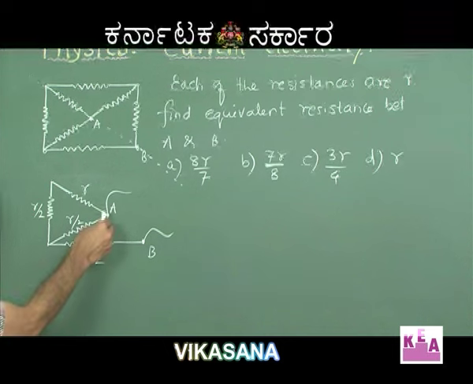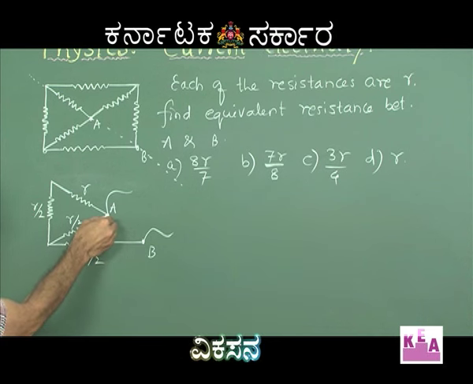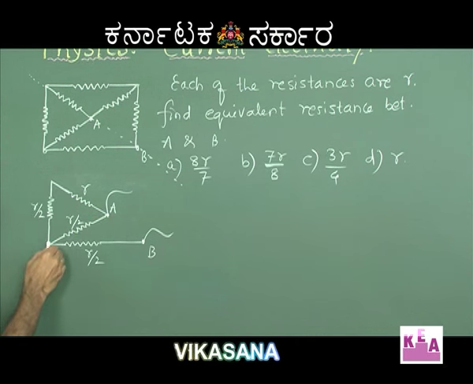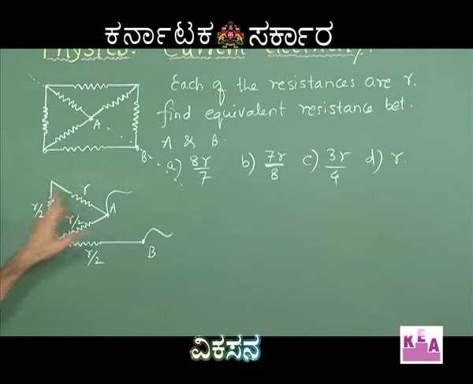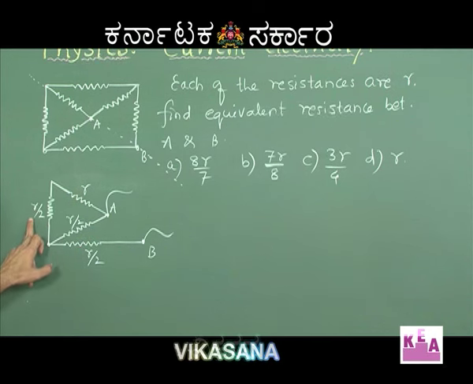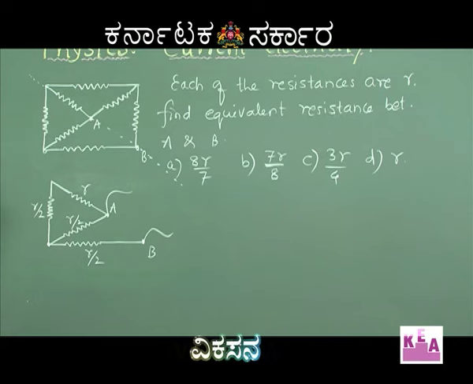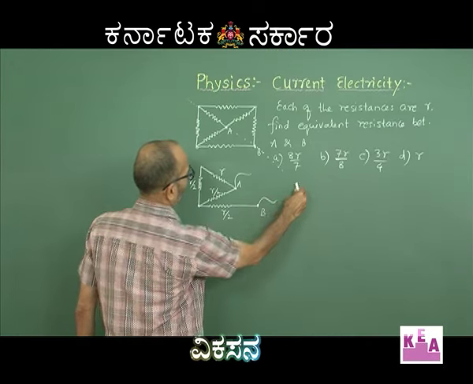Okay. Now, if the current enters at A, it has got an option to go through this resistance, pass through this resistance and reach this particular point, and then directly go through R by 2 and reach this point. So, I hope you all agree that this R and this R by 2 are in series, which makes 3R by 2, and that 3R by 2 is in parallel with R by 2. Fine? Okay. So, let me again redraw.